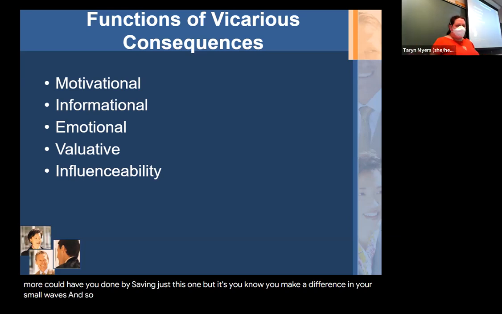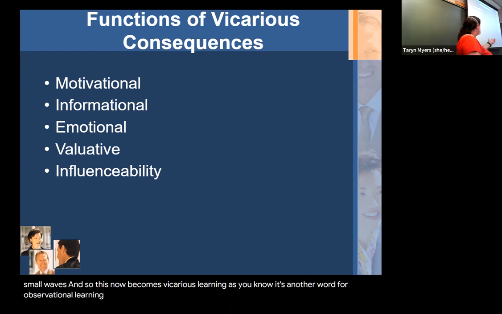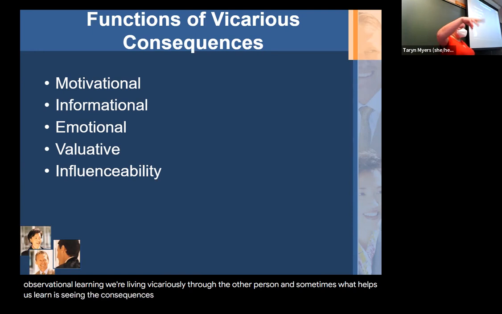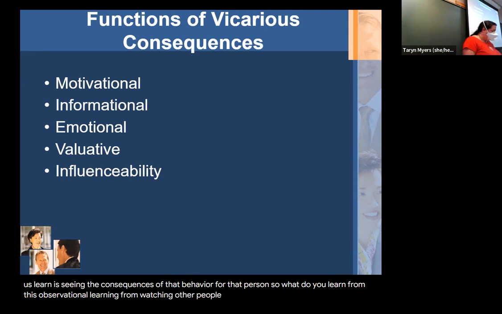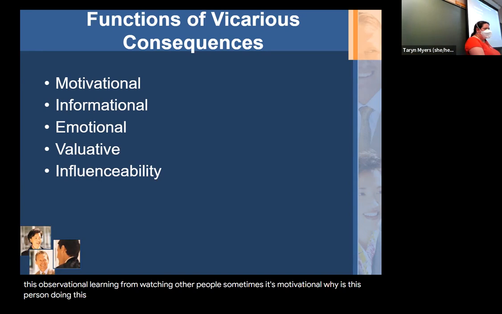And so this now becomes vicarious learning, which is another word for observational learning, where we're learning vicariously through the other person. And sometimes what helps us learn is seeing the consequences of that behavior for that person. So what do you learn from this observational learning, from watching other people? Sometimes it's motivational. Why is this person doing this? And is that something I should consider? Should I do it for the same reason?